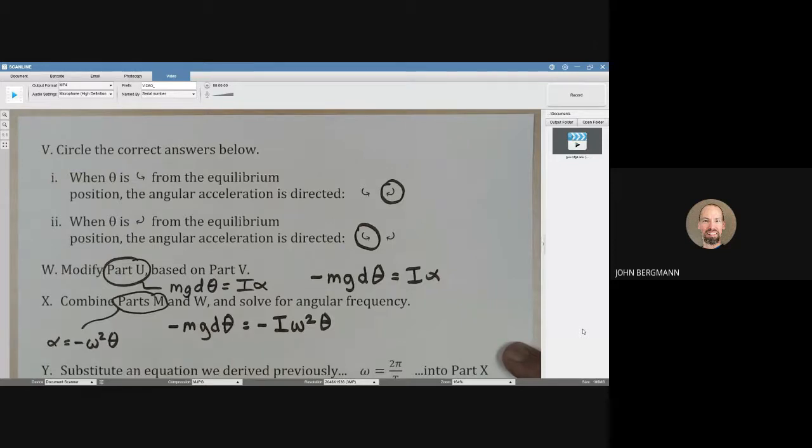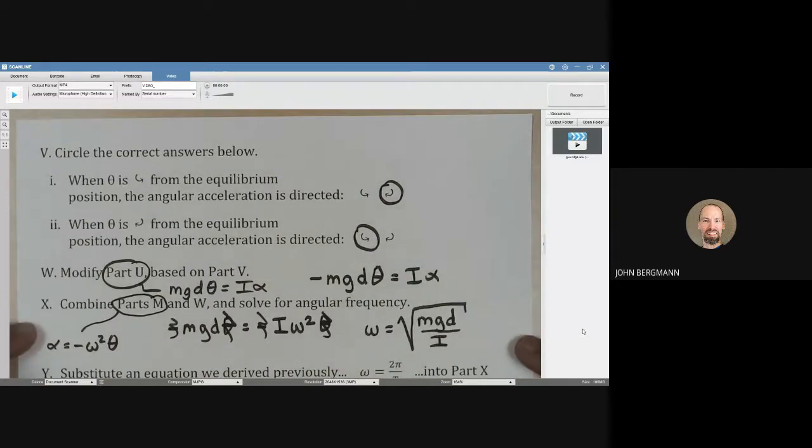Solve for angular frequency. Well, the negative signs go away. The theta disappears. And what is omega then? It's going to be m g d divided by I square rooted.